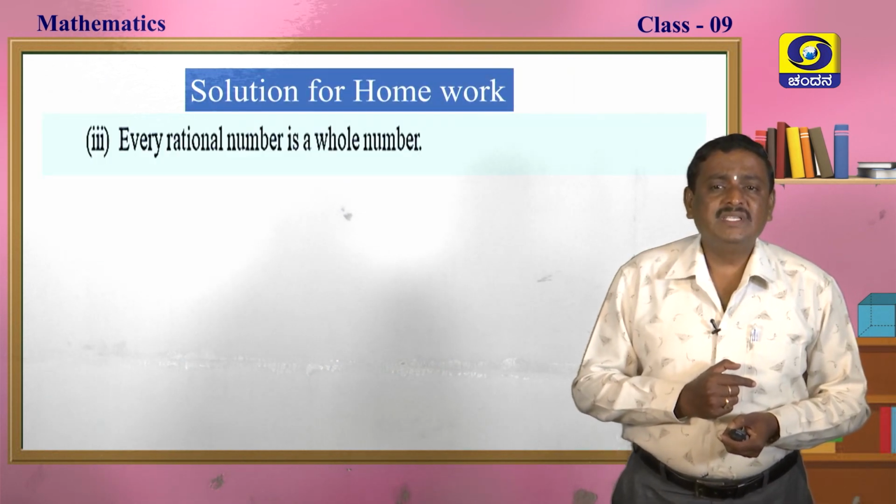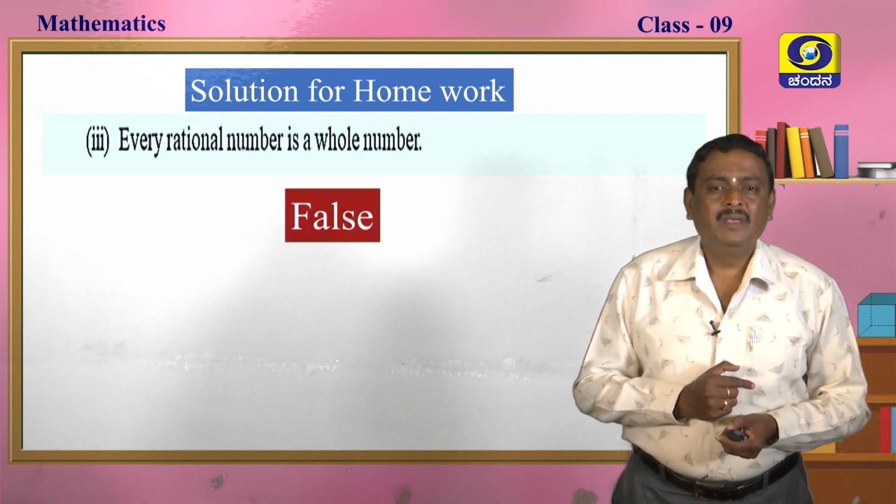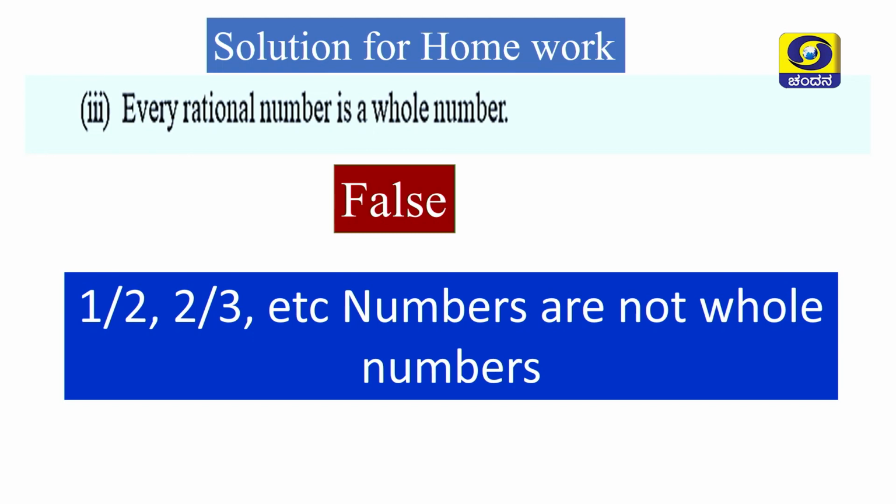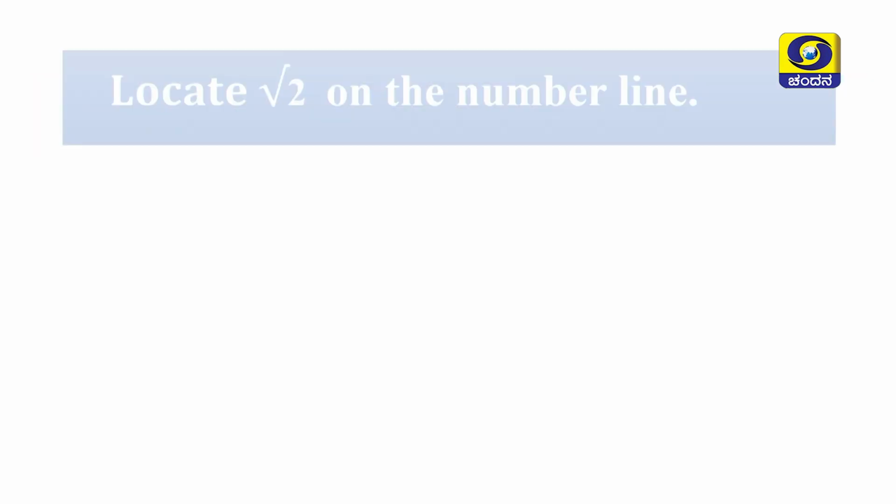Every rational number is a whole number. It is false. Numbers like 1 by 2, 2 by 3 are not whole numbers, my dear students. So, every rational number is not a whole number, it is a false statement. Why? Because numbers like 1 by 2, 2 by 3 are not whole numbers, my dear students.